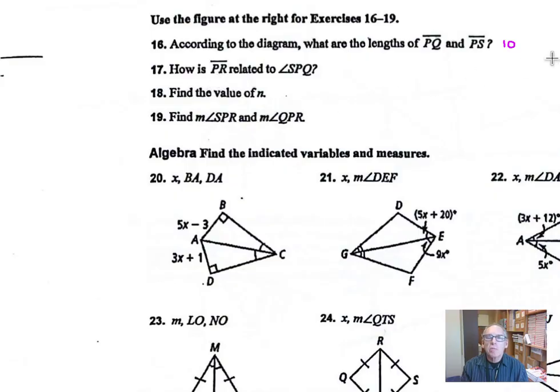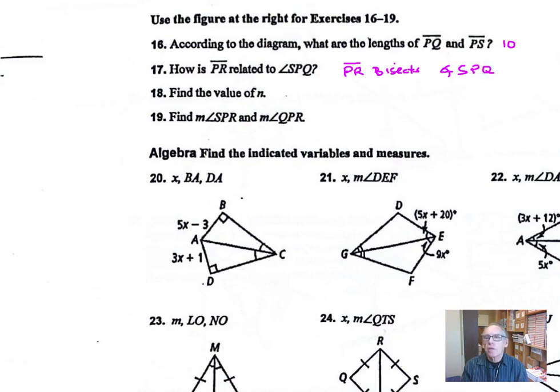How is segment PR related to angle SPQ? SPQ is here. PR is perpendicular to the base. It's a perpendicular bisector of the base. So a perpendicular bisector to the base of this triangle is also going to be a bisector of angle P. So we would say PR bisects angle SPQ.